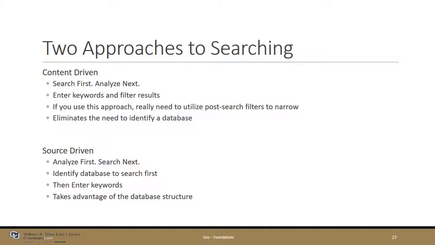We create our search terms or search phrases, whether as a terms and connector search or natural language search, and then we just put them into the search box and see what we get back, and we sort through the results. To do this successfully, we really need to utilize post-search filters to narrow down that large set of documents. So clearly, if we're thinking about what is a relevant document, some number of those are not going to be relevant documents, in the sense that if we identify a case as a relevant document, we'll be getting secondary authority if we do a broad general search across all of Westlaw or Lexis. But it has the advantage of eliminating the need to identify a database up front.